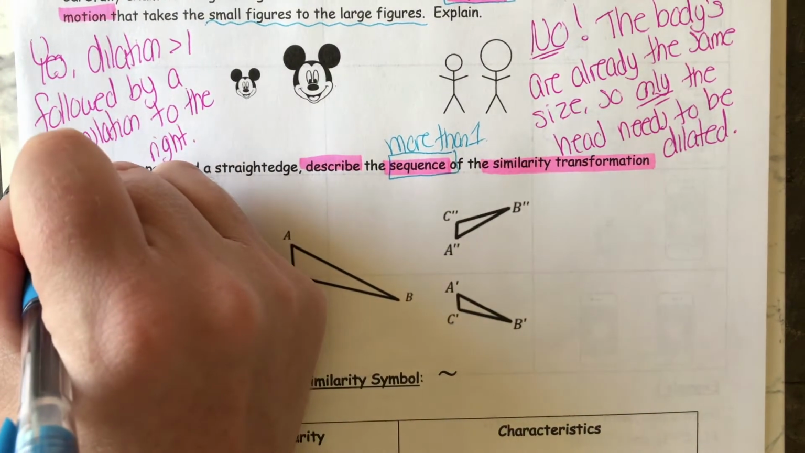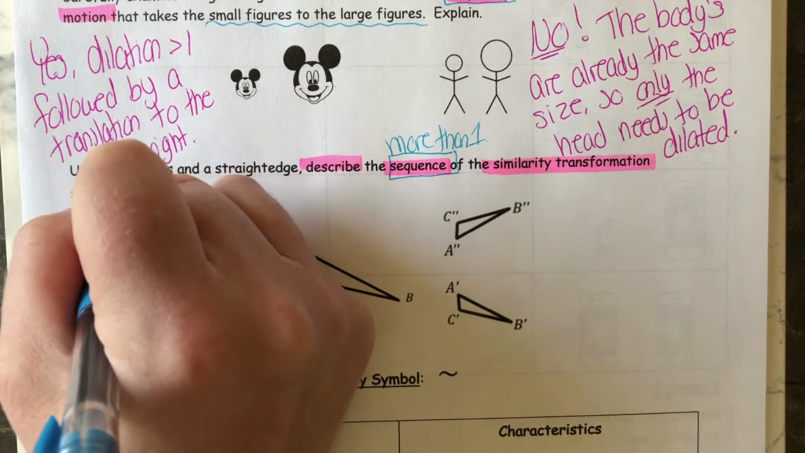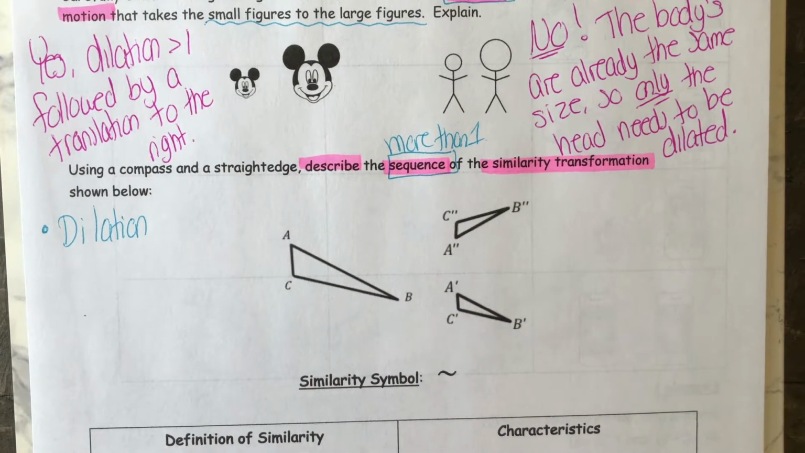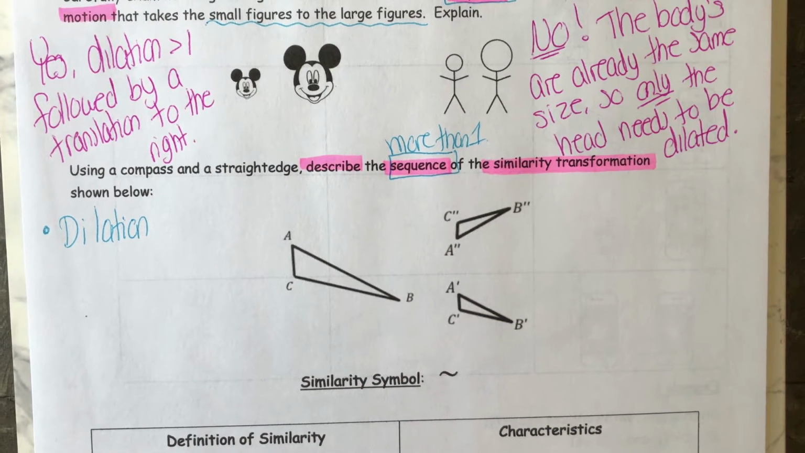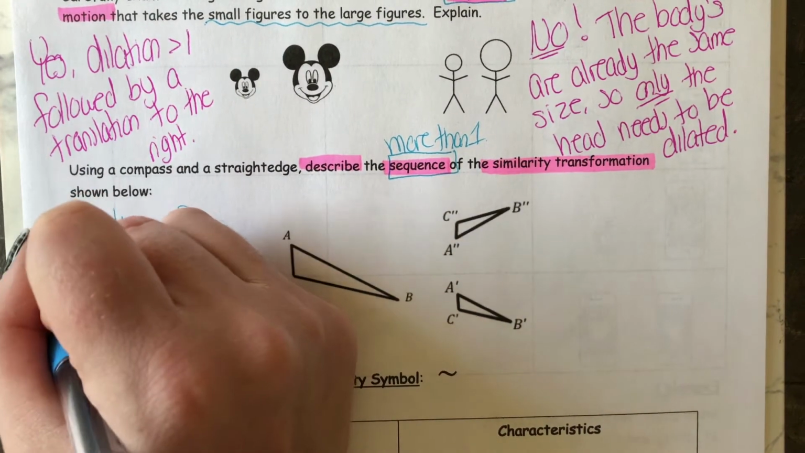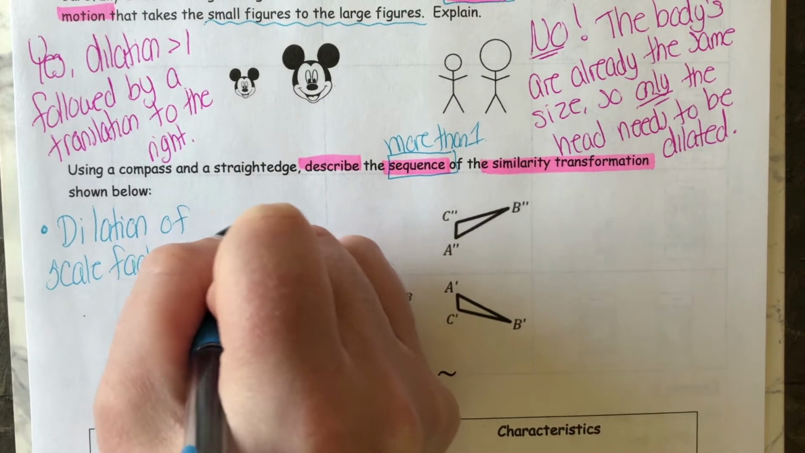So on the side, I'm just going to start off by saying that the first similarity transformation would be a dilation. Now, when I describe or talk about a dilation, I have to include two important things. I have to say the scale factor and the center of dilation. So I'm going to say it's a dilation of scale factor, and I'm just going to put a blank for now because I don't know what it is yet.